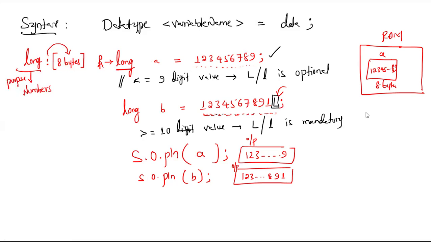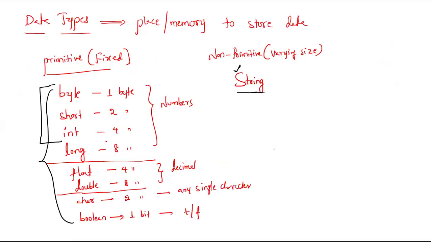Then here I have a question. The question is, why do we have 4 types, byte, short, int, long, to store numeric type of data or non-decimal type of data? Why do we have 4? Can't we use one only?